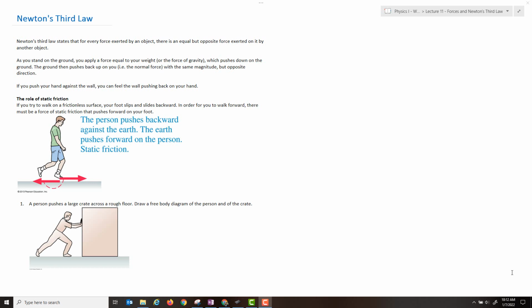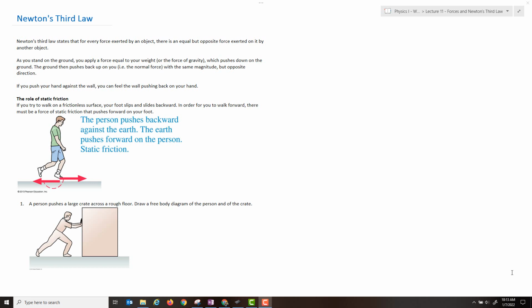For every action, there's an equal but opposite reaction. You apply a force to the ground of your weight, or the force of gravity. The ground applies a force onto you, the normal force pushing you up. If you push your hand against the wall, you can feel the wall pushing back on your hand. All right, so you're pushing on the wall, but you feel that force pushing back on you.